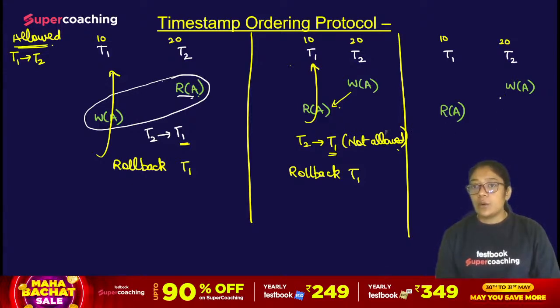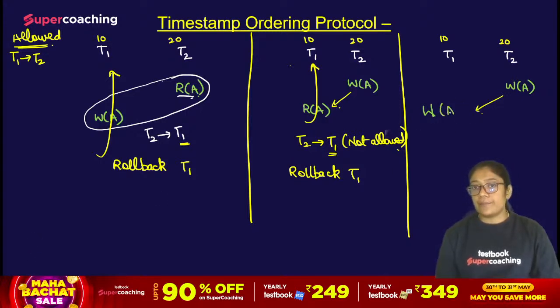Similarly here we are getting T2 to, I'm so sorry, I have taken the same case, read, write and read. So this is write and write. If it is going to issue the write and write operation, then also this is forming a conflict pair.